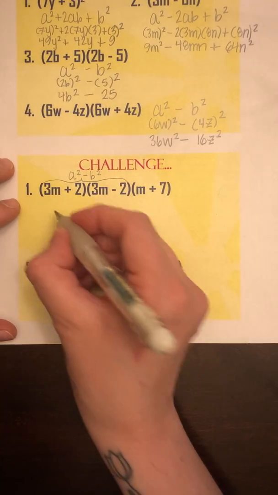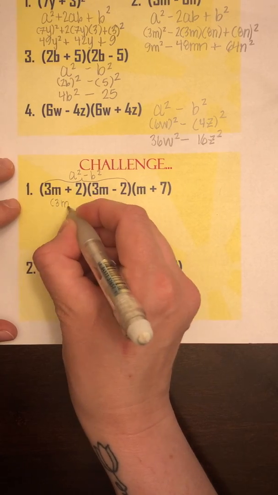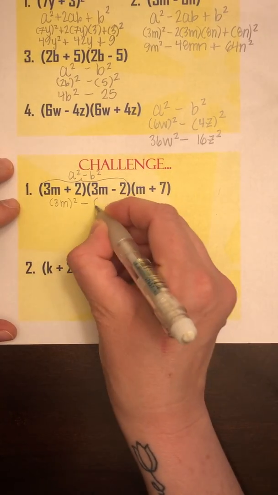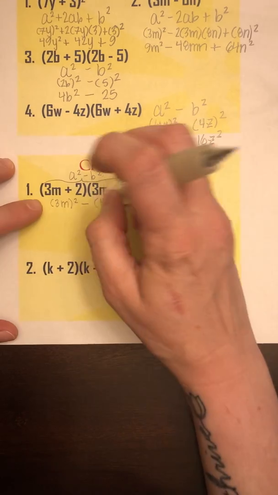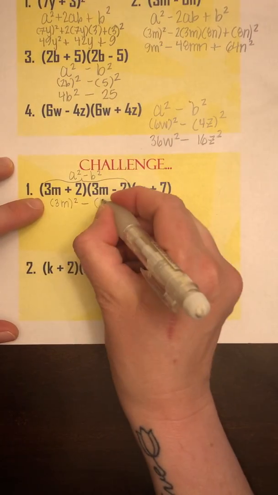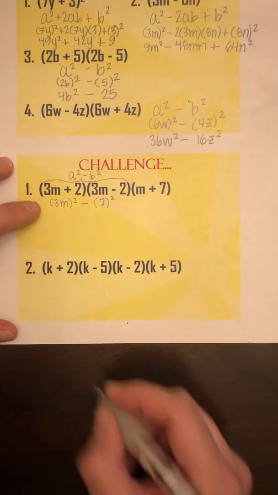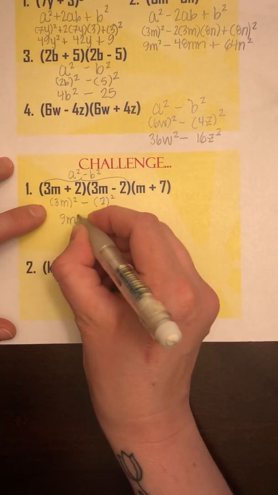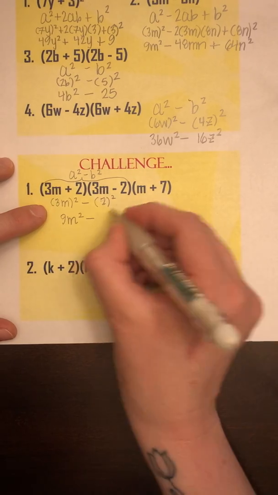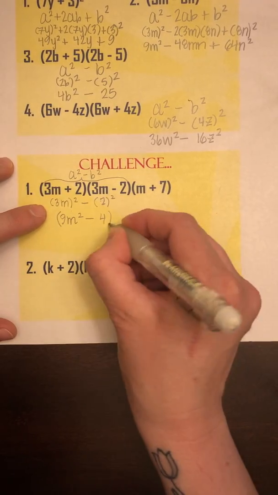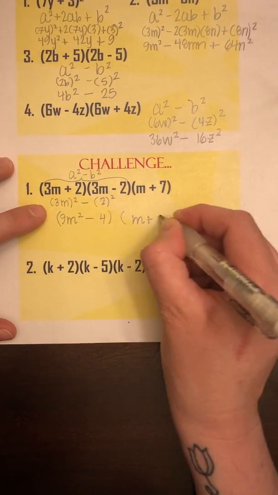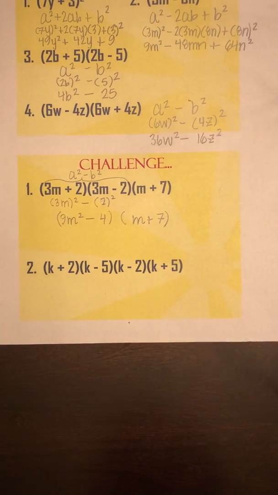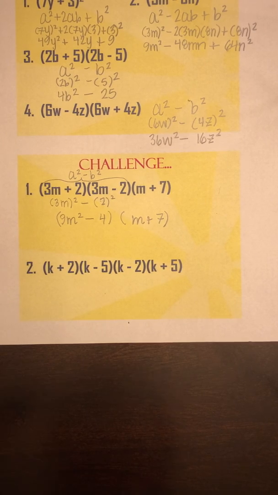What will I use for a? I'm going to use the 3m. What will I use for b? I'm going to use the 2, which I totally wrote down the wrong number, so let me fix that. So 3m to the second power turns into 9m squared, and 2 to the second power turns into 4. Now we still have the m plus 7 that we haven't done anything with yet. But so far we used a pattern to multiply those first 2 together to make it quicker.